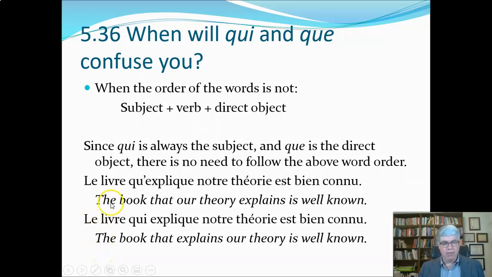Well, actually, both of them, it was the book who's well known, but here the book is what our theory explains. Here the book explains our theory. So the only difference between the two sentences is the que, which makes le livre the direct object of the verb, and the qui, which makes it the subject of the verb.